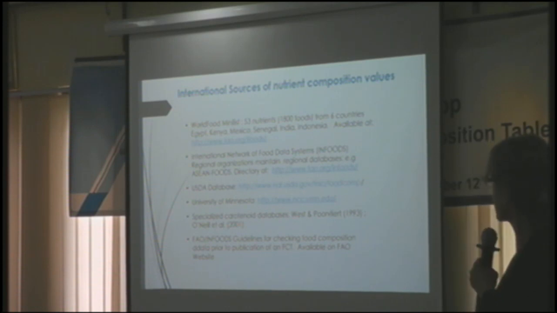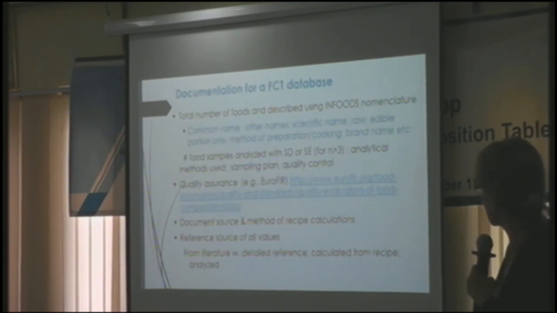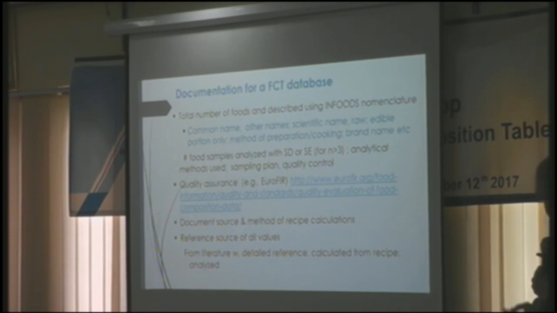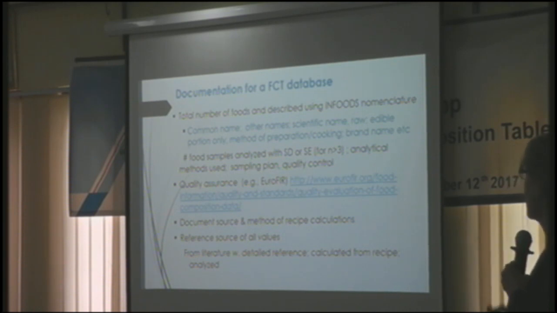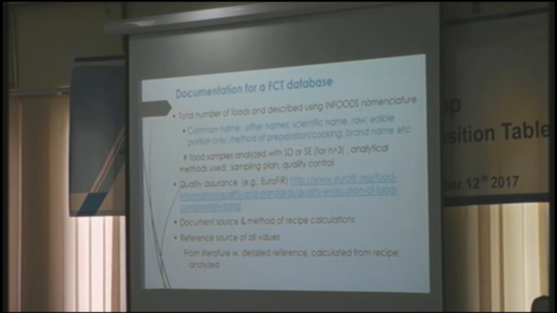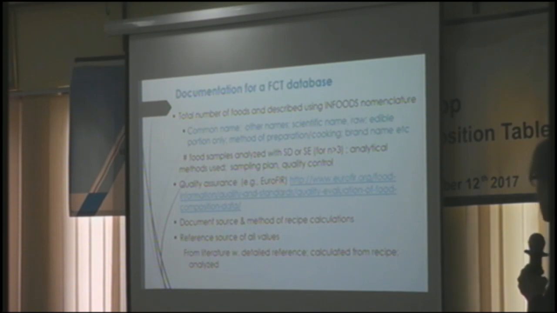So this is a list of some of the sources of food nutrient composition data that are available. Some of the documentation is available too, because if you're documenting where you borrowed it from, you want to look at what the name should be. So this is some of the data you might need, some of the scientific names if possible, the number of food samples, the quality assurance that's been done, the data source, the recipe calculations, etc. And there's a good website to look at which talks a little bit about some of these ways of documenting and the quality assurance you might need when borrowing food composition tables.